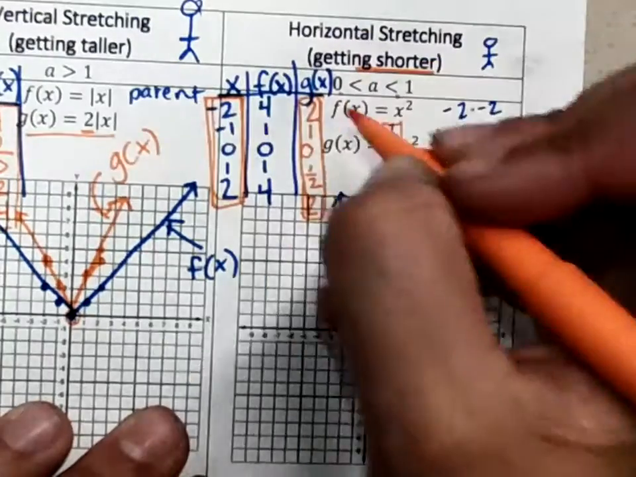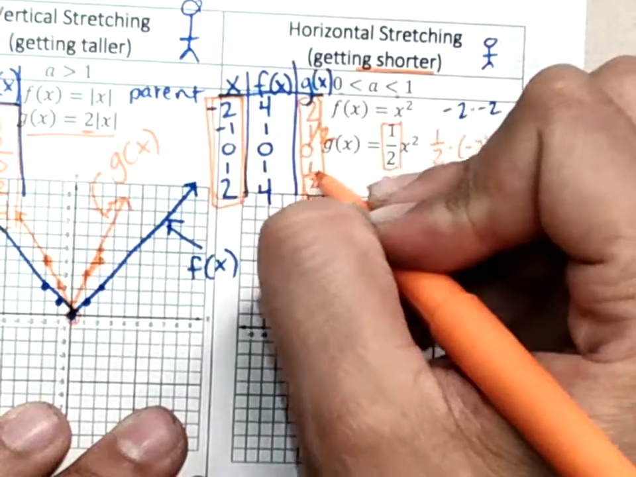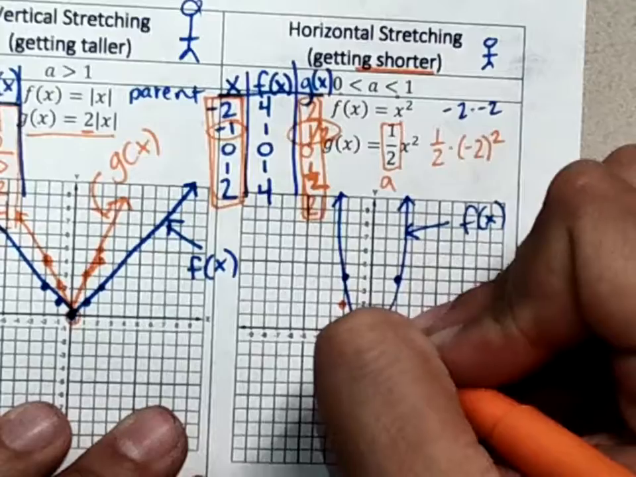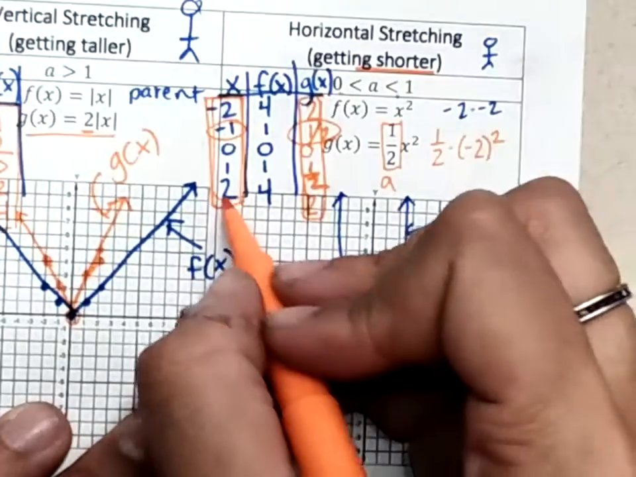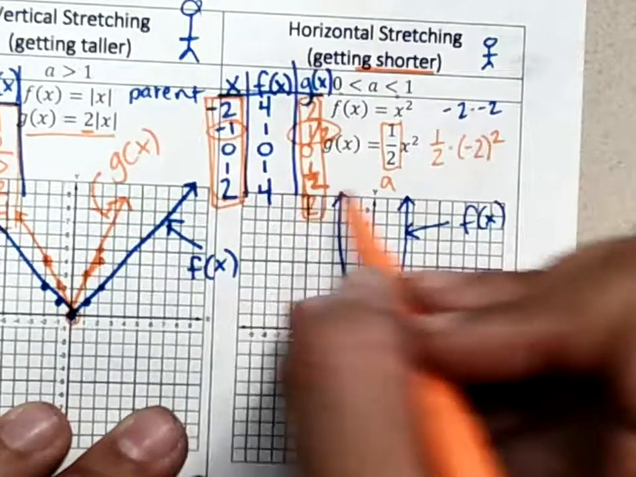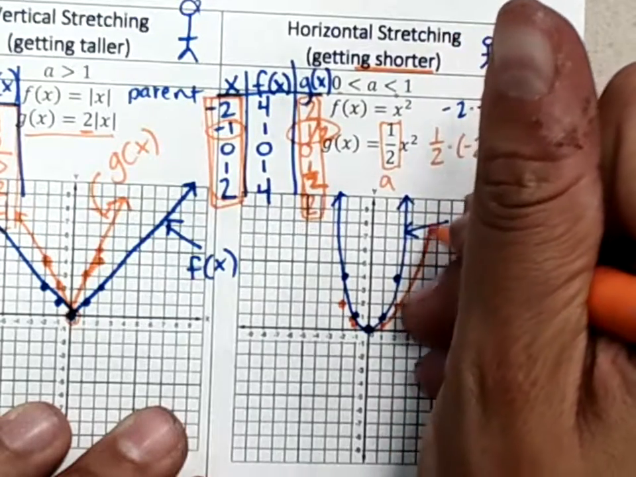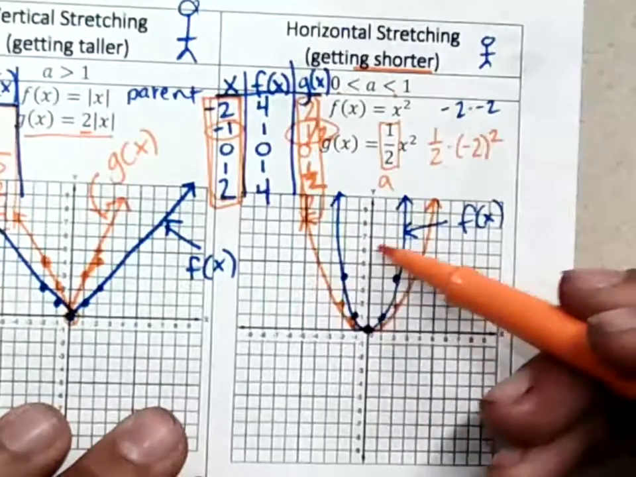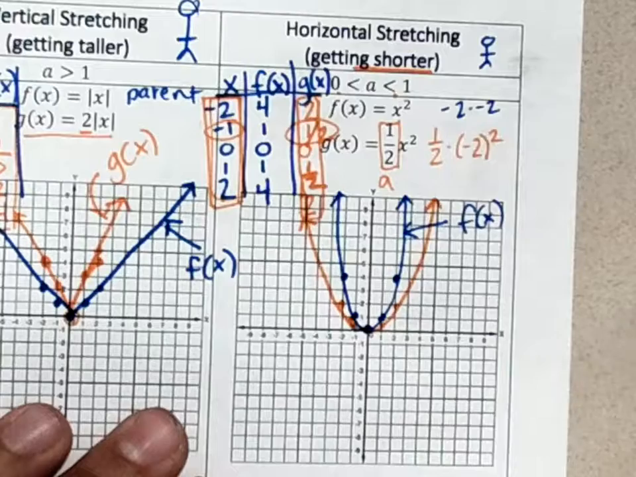Oops, I definitely made a mistake. This should be 1/2. Both of these should be 1/2, sorry. So we have -1, 1/2, 0 is at 0, 1, 1/2, and then 2 is at 2. So you'll see that this function is going to be shorter or below our parent function because it has a coefficient or a value that is less than 1 but greater than 0.